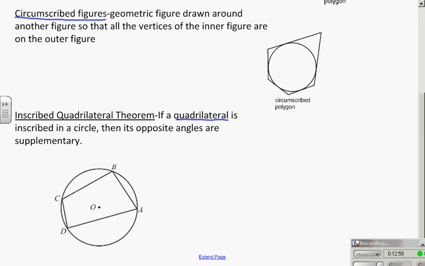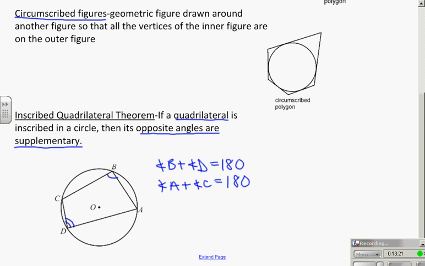Cool theorem though, the inscribed quadrilateral theorem. If a quadrilateral, any four-sided figure, doesn't have to be a parallelogram, doesn't have to be a kite, any four-sided figure, if it's inscribed in a circle, then its opposite angles are supplementary. Very powerful. That means angle B plus angle D is always going to be equal to 180, and angle A plus angle C will always be equal to 180.